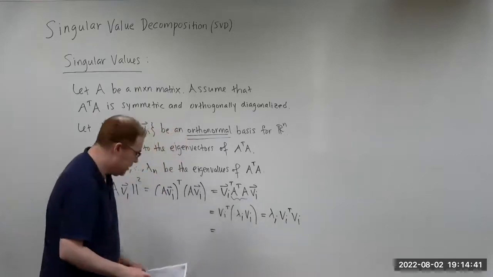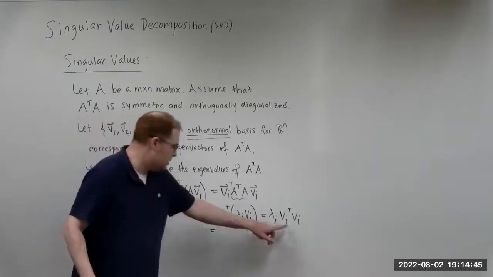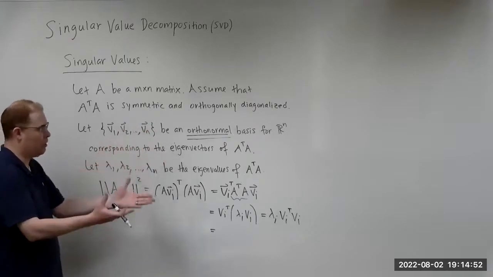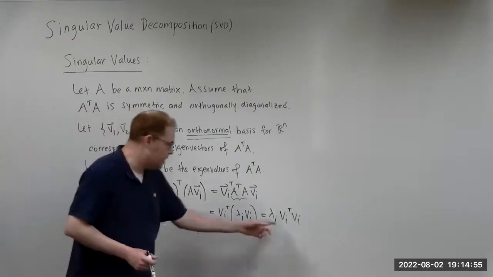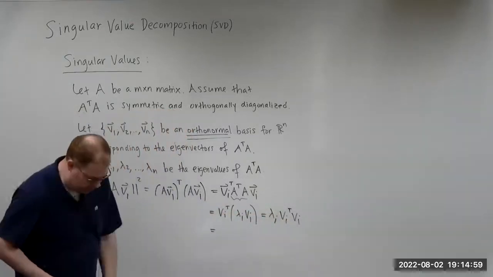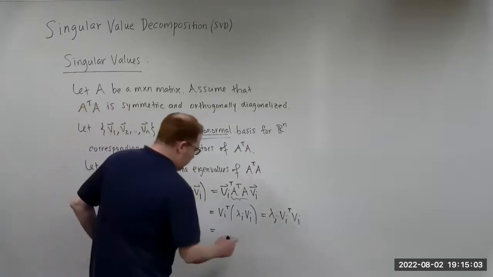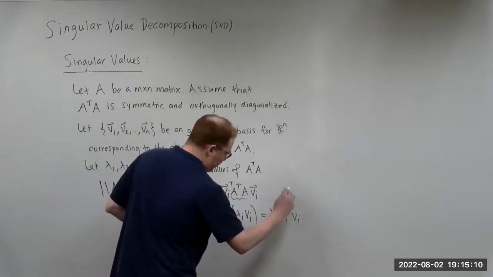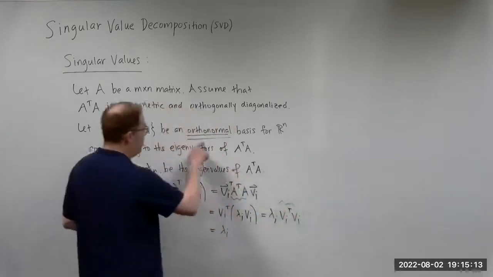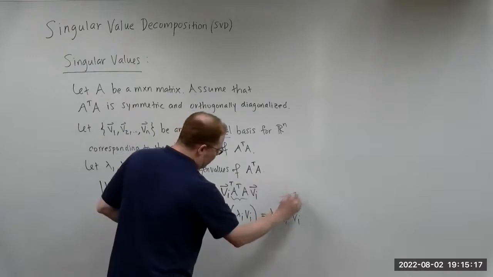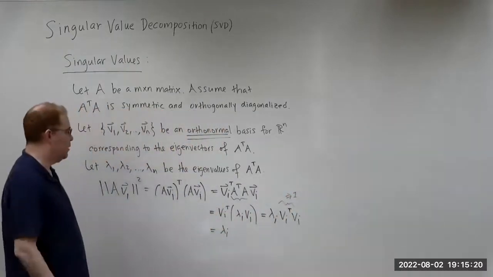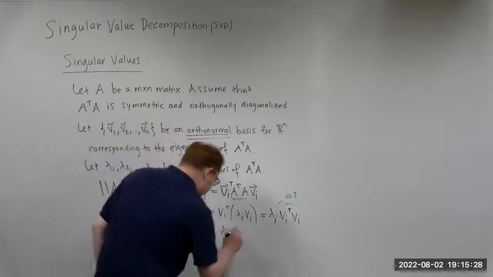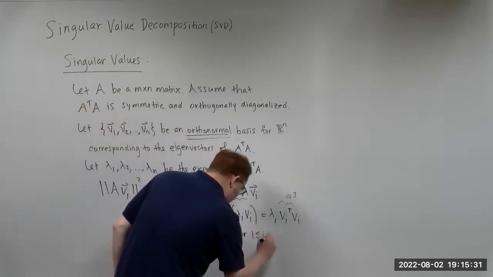So V_i transpose times V_i, because those are orthonormal, which means they're also orthogonal. By definition, this has to be one, because it's orthonormal. So this is going to be lambda i. You take the transpose, multiply by the vector, and because these are orthonormal, each of these has length one, so therefore this has to be equal to one. That is just the property of orthonormal vectors, and that's true for i going from one to n.